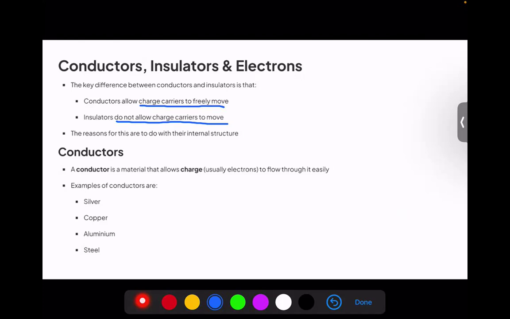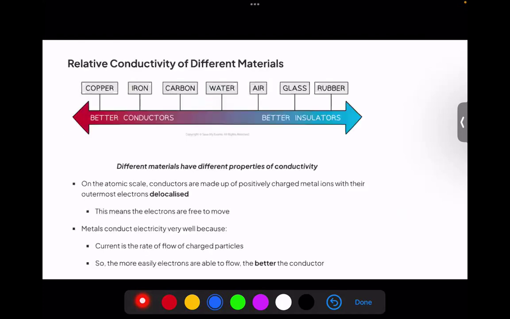All right. And these examples, silver, copper, aluminum, steel, this is what we normally use in our homes as well. We have copper wires, we have aluminum, we have steel, and these are all examples of metals. This is again something we know, that when we talk about conductivity, rubber, glass, air, water, they are bad conductors, or we say good insulators.